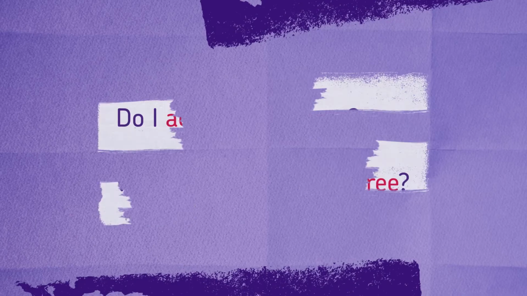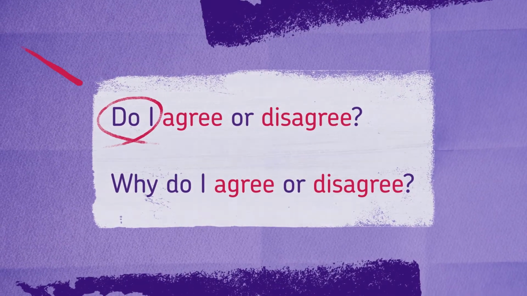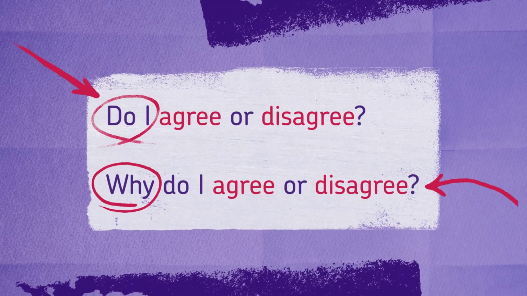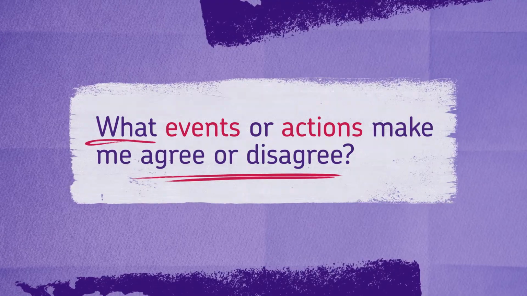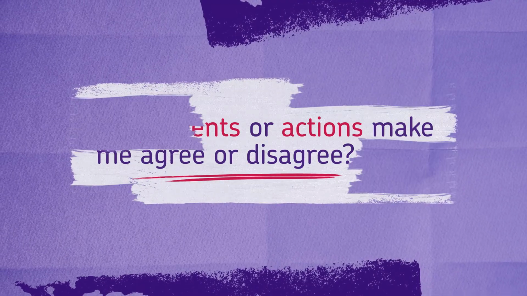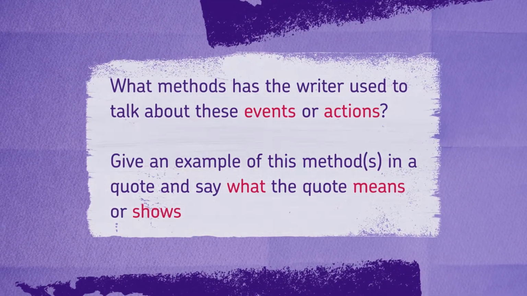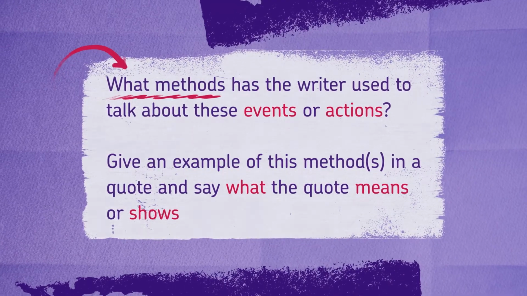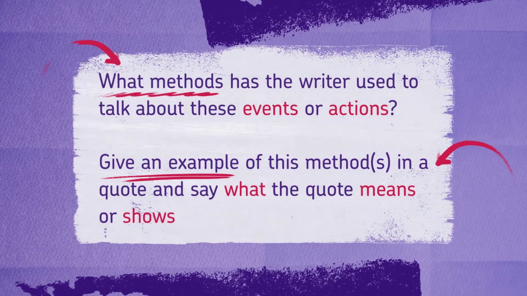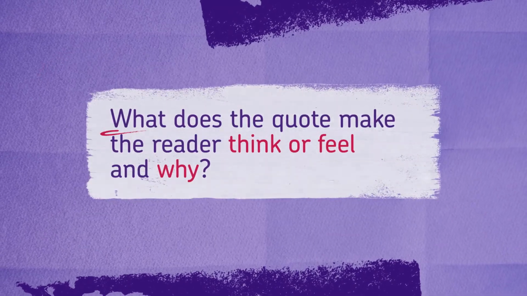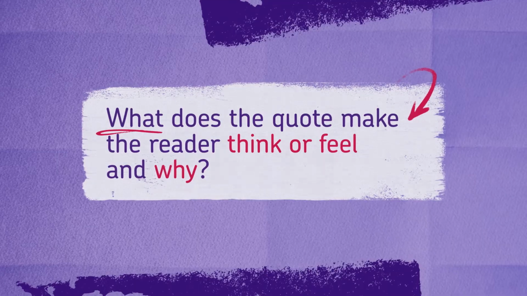You can add quotes, discuss writer's methods, and talk about the effect on the reader in any order. If you're struggling to get started on this question, think about: do I agree or disagree? Why do I agree or disagree? What events or actions make me agree or disagree? What methods has the writer used to talk about these events or actions? Give an example of this method in a quote and say what the quote means or shows. What does the quote make the reader think or feel, and why?